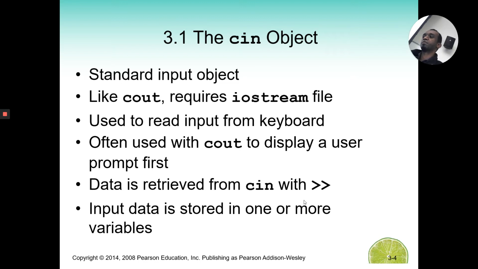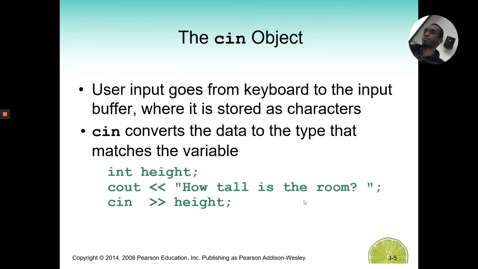So the cin object is a standard input object. Like cout, it requires the iostream file in the header. It is used to read input from the keyboard, often used with cout to display a user prompt first. Data is retrieved from cin with the >> operator. Input data is stored in one or more variables.